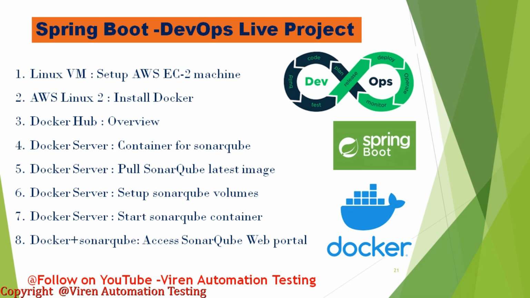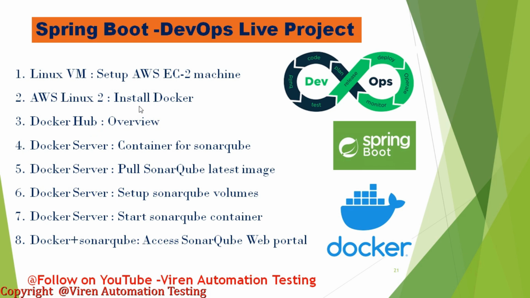And for this Linux machine, I am using the AWS free tier account. In this AWS free tier account, we are going to create an EC2 Linux machine, which is free for us to use. And after that, we will install Docker on this Amazon Linux 2 machine, or we can set up the latest Linux 2023 machine.